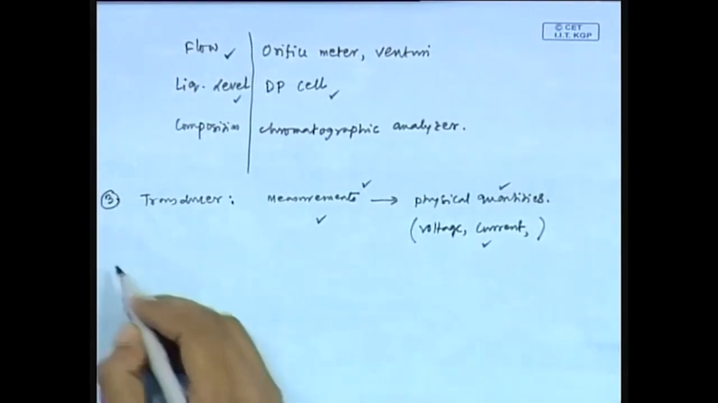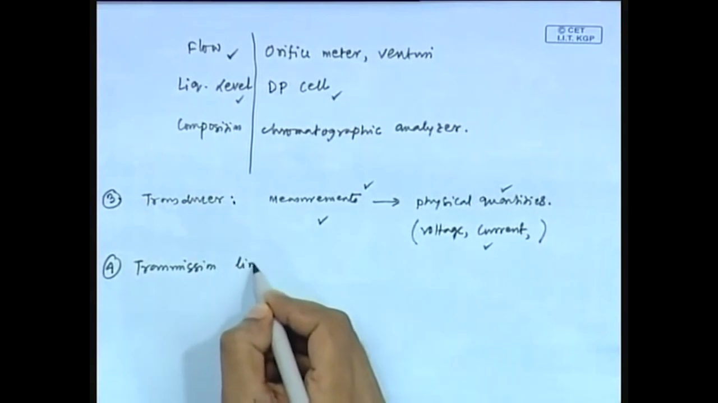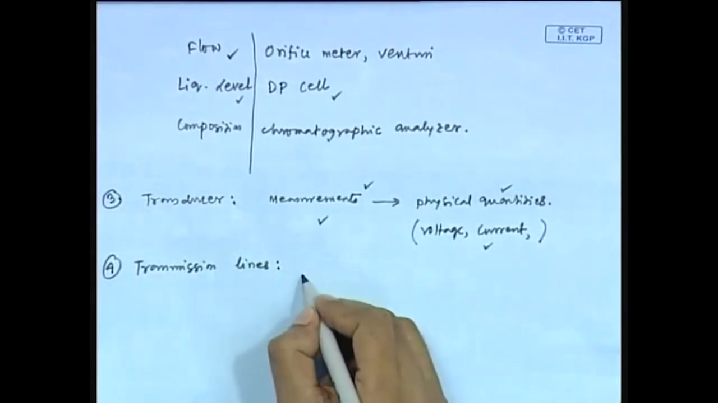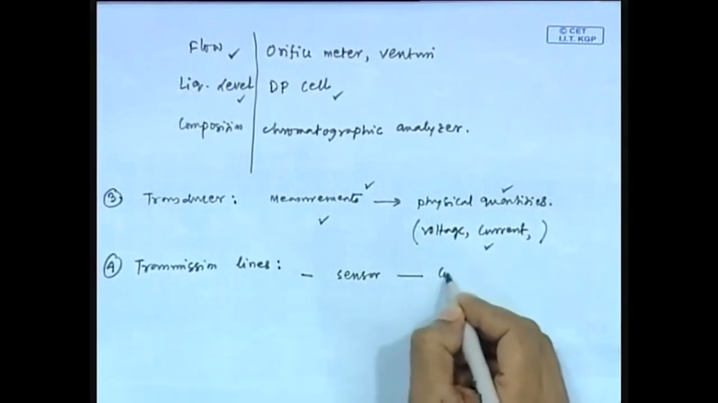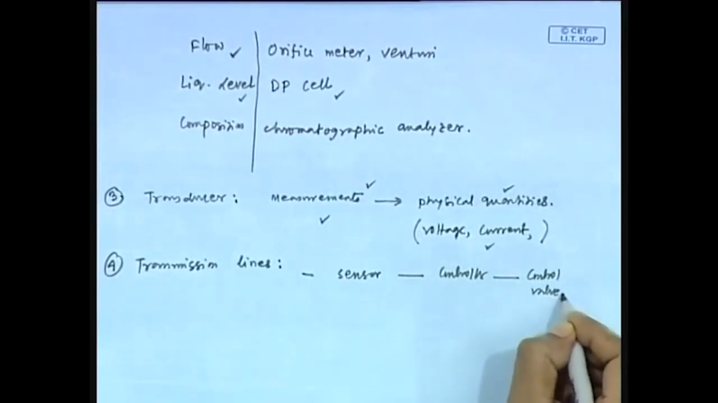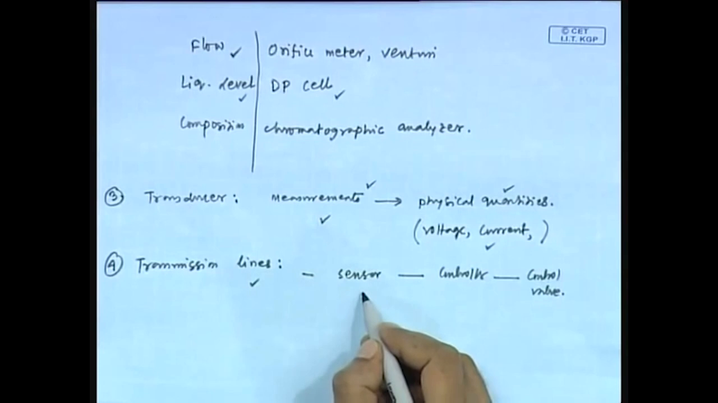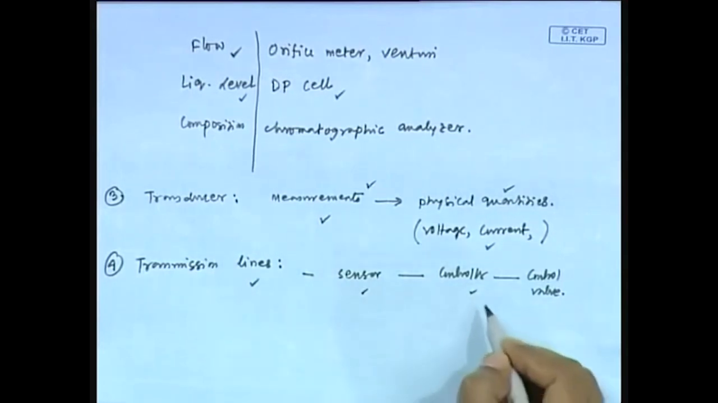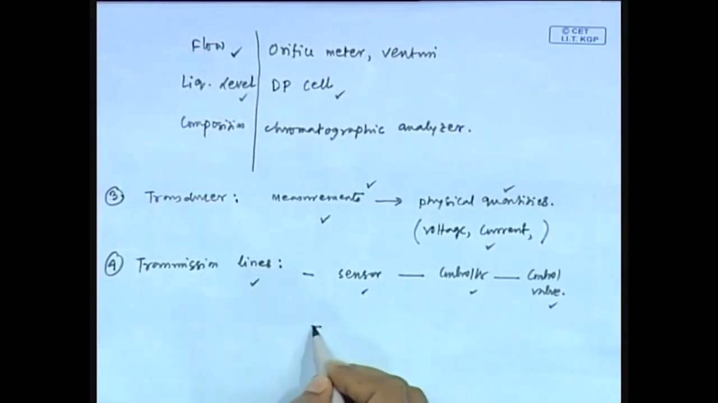Fine. Next one is transmission lines. This is used to carry the measurement signal from sensor to the controller and from the controller to the control valve. The transmission lines are used to carry the measurement signal from sensor to controller and then from controller to control valve. If you see the schematic representation of the closed loop system, I think you can clearly understand this. Fine. So, this is the usage of the transmission line.